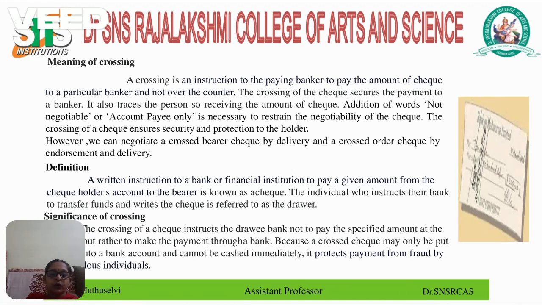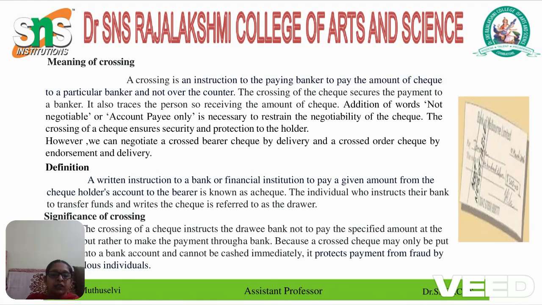Now I am going to discuss the topic of crossing the check. First, we have to discuss the meaning of crossing. Crossing is an instruction to the paying banker to pay the amount of the check to a particular banker and not over the counter. The crossing of the check ensures payment to a banker, so that the person receiving the amount of the check can be traced. Adding the words not negotiable to a crossed check provides security and protection to the holder.